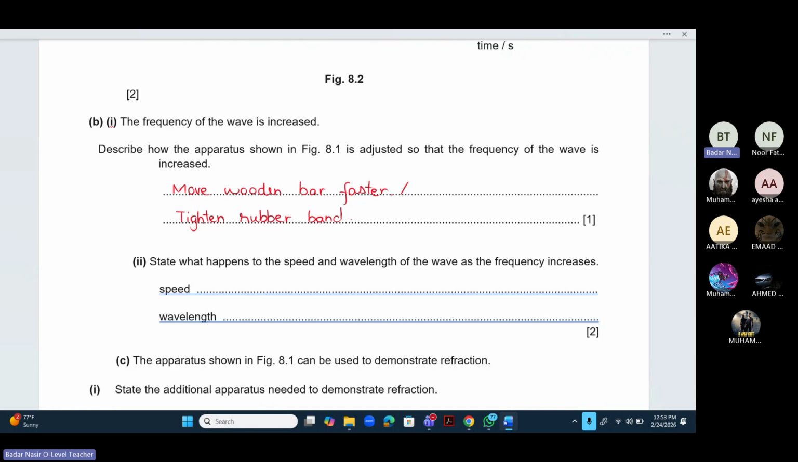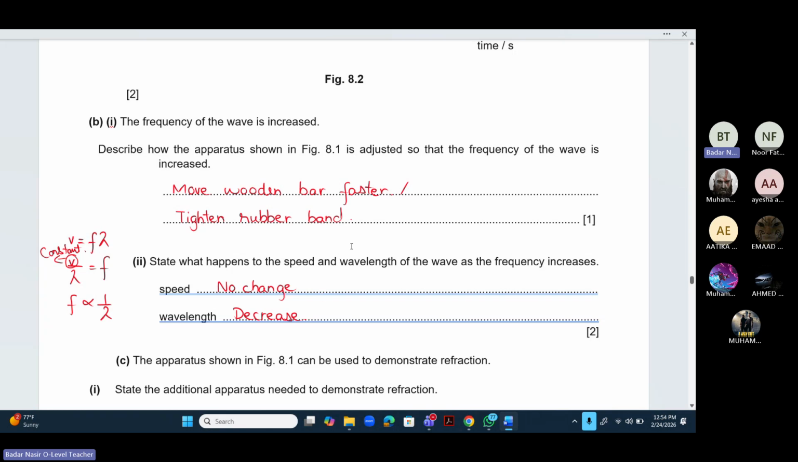State what happens to the speed and wavelength of the wave as the frequency increases. Okay? So there will be no change in the speed, because at the end these are water waves. The speed of water waves remains constant. But if frequency increases, it affects the number of cycles, so the wavelength will change. The formula was v equals f lambda. If we make f the subject, what is the relation between f and lambda? It is an inverse relation. So if the frequency is increasing, the wavelength will decrease, provided the speed is constant.